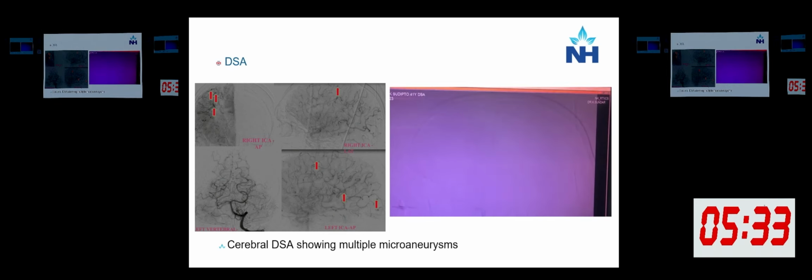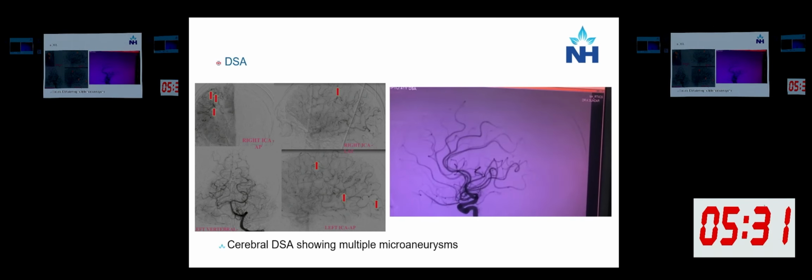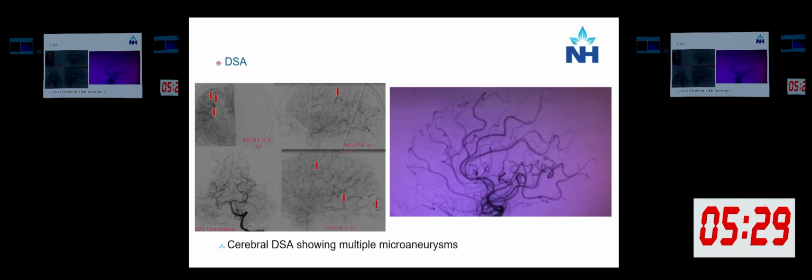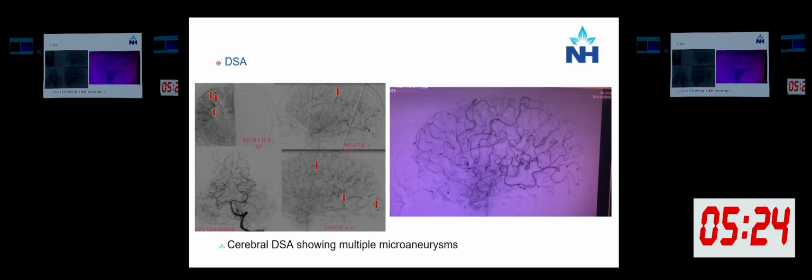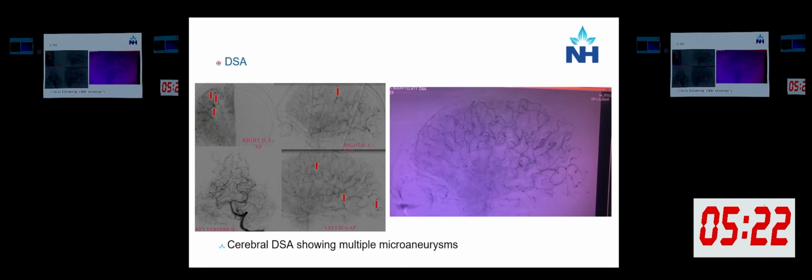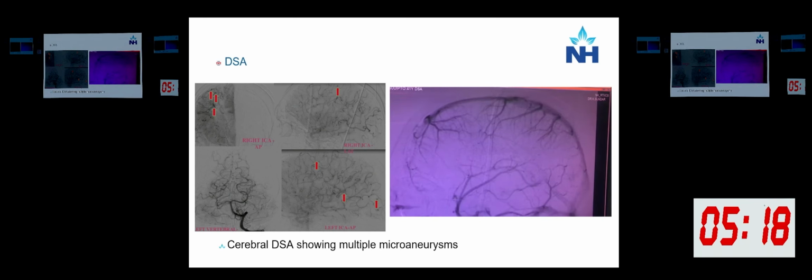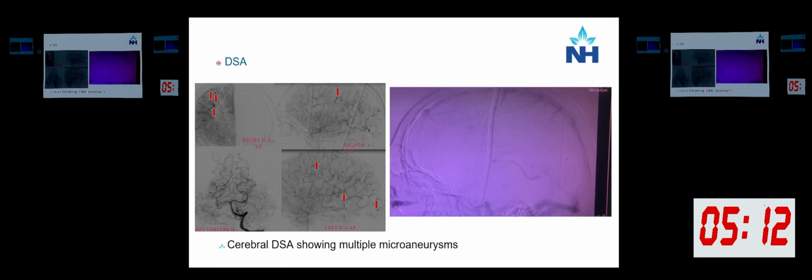And look what we can see in this cerebral DSA. We can see small aneurysms in all the vascular territories. Also appreciated in the static images, you can see small microaneurysms in all the vascular territories.